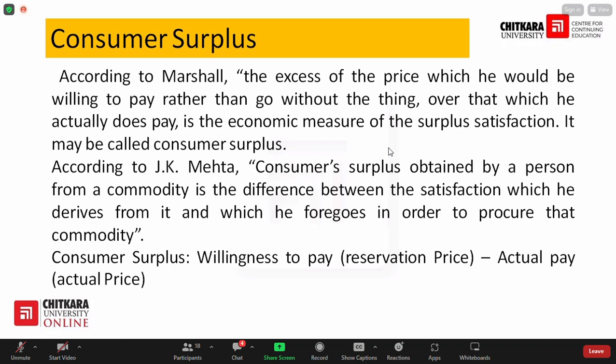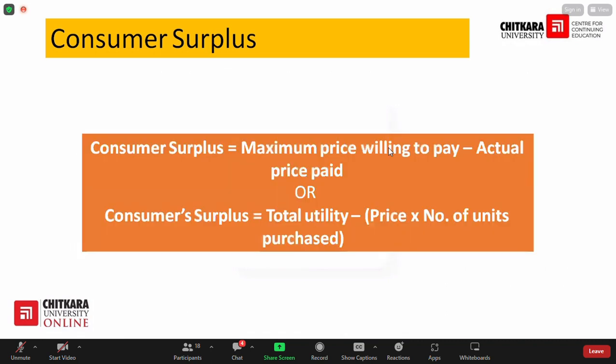What exactly you are ready to pay minus what exactly you are paying. So it is calculated as maximum price willing to pay minus actual price paid. Or we can say total utility minus the price which you have paid for different kinds of items.